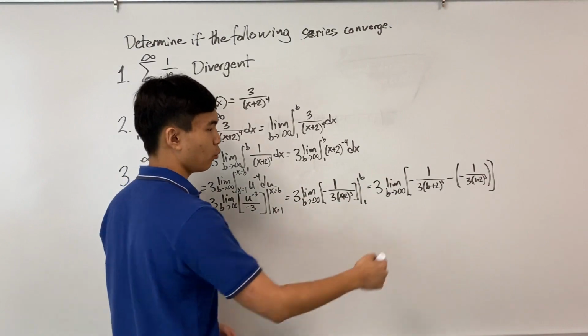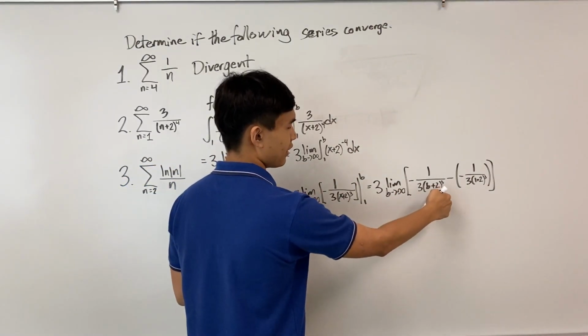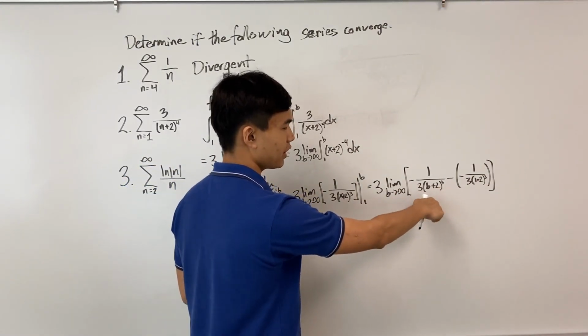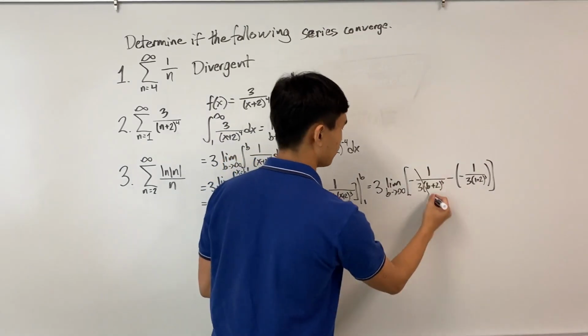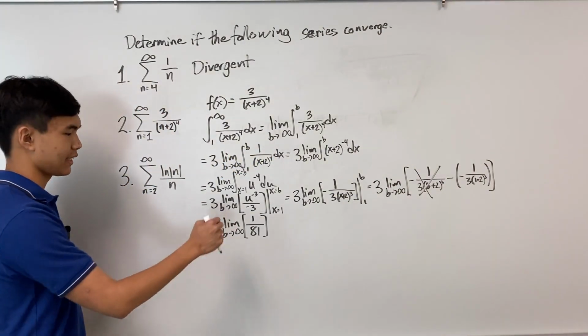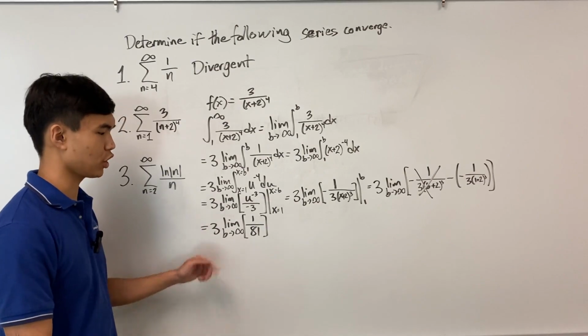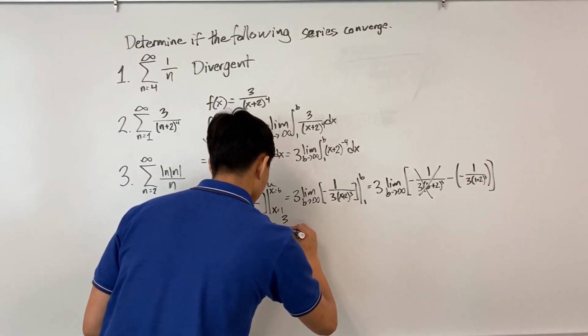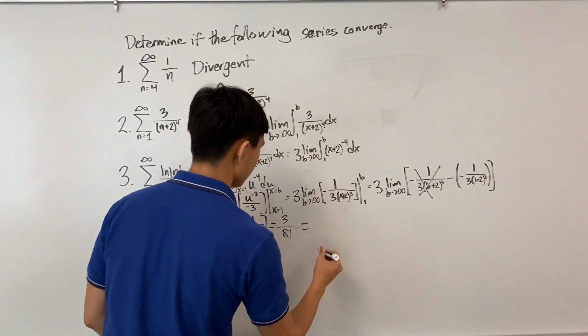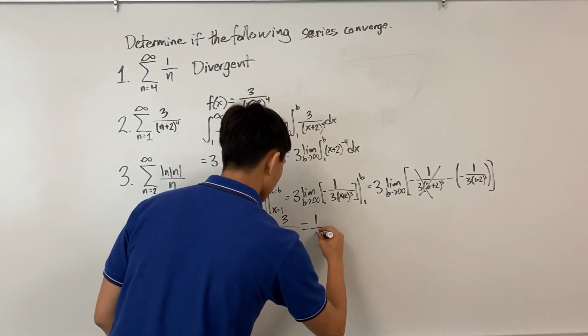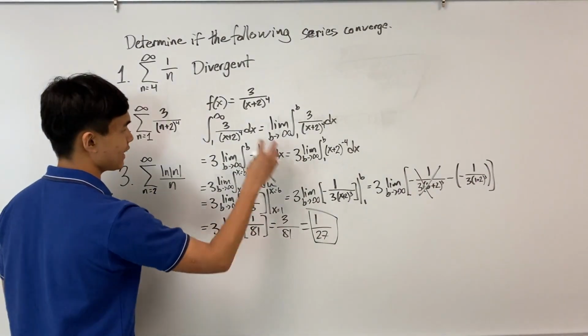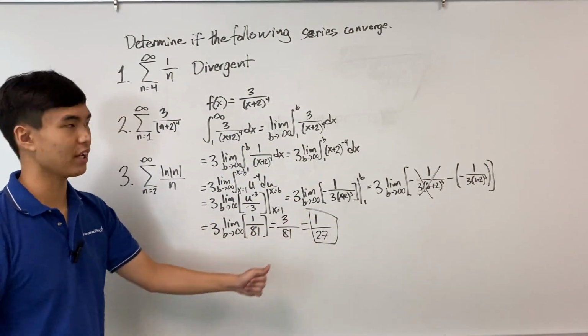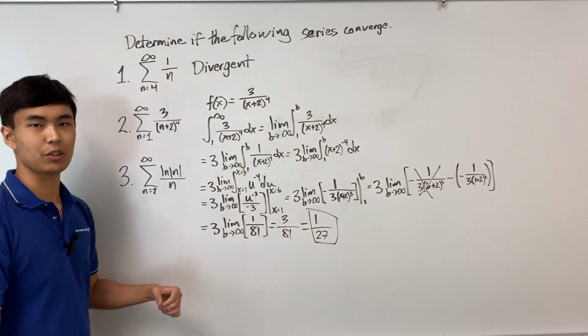And notice that when we take b to infinity, this denominator also goes to infinity, making this fraction 0. And that just leaves us with this. And since this is a constant, we can just drop the limit, and our final answer is 3/81, which is equal to 1/27. So this integral converges to a finite value. This series must also converge.